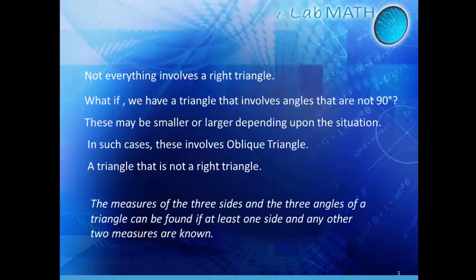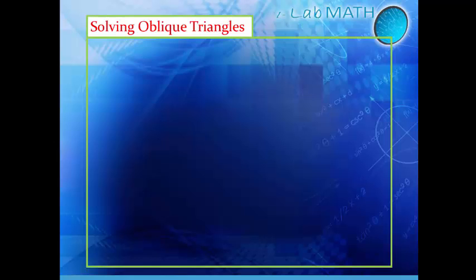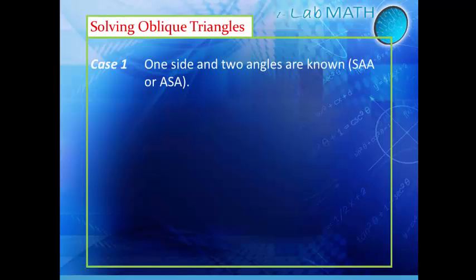The measures of the three sides and the three angles of a triangle can be found if at least one side and any other two measures are known. This is how we solve oblique triangles. We have case 1, if one side and two angles are known, that is SAA, which stands for side angle angle, or ASA, which stands for angle side angle.